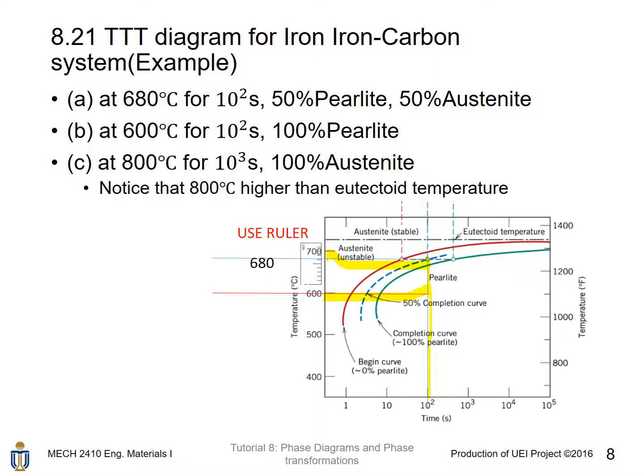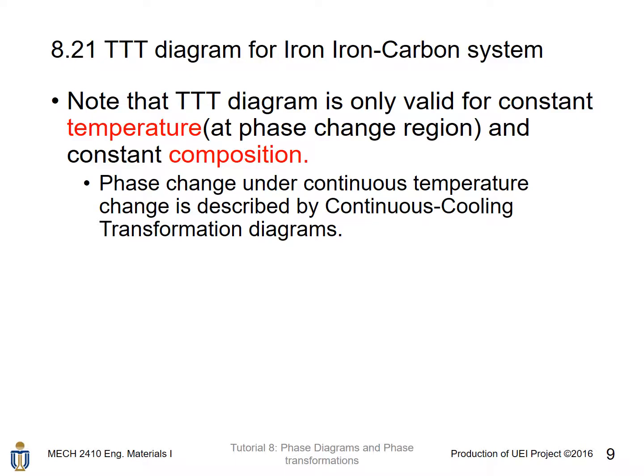C, at 800 degrees Celsius for 1000 seconds, the answer is 100% austenite. You need to notice that 800 degrees Celsius is higher than the eutectoid temperature for the steel, and that means it will never become pearlite. Note that the TTT diagram is only valid for constant temperature at the phase change region and a constant composition. Phase change under continuous temperature change is described by continuous cooling transformation diagrams.